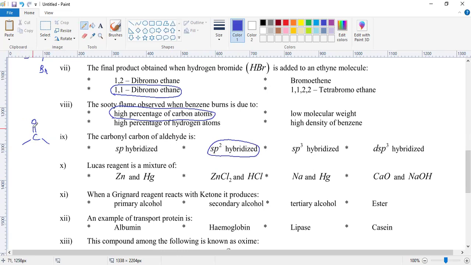Remember that whenever carbon is forming one double bond, then it must be sp2. If all the 4 bonds are single, then that would be sp3. And if it is forming a triple bond, for example in case of alkynes, or it is forming 2 double bonds simultaneously, for example in case of carbon dioxide, then it is sp. So the answer is sp2 hybridized. Lucas reagent is a mixture of zinc chloride and HCl, we should remember that.